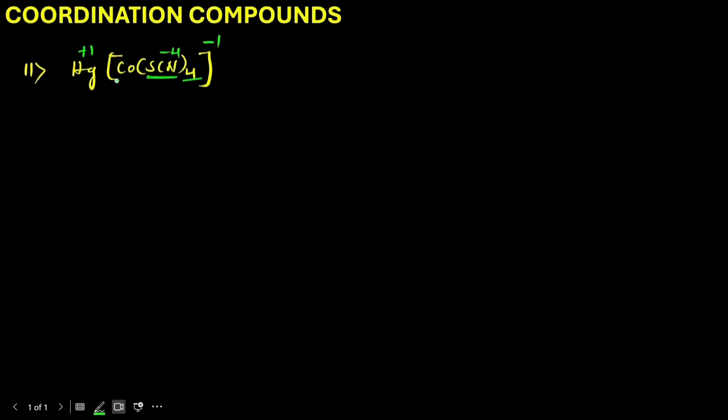Now, we will calculate the oxidation state of cobalt. Let it be X plus minus 4 should be equal to minus 1. Therefore, X is equal to plus 3. So, here we have to write the name of the cation first. So, we have to write the cation Hg, which is a d block element. Therefore, it is mercury.